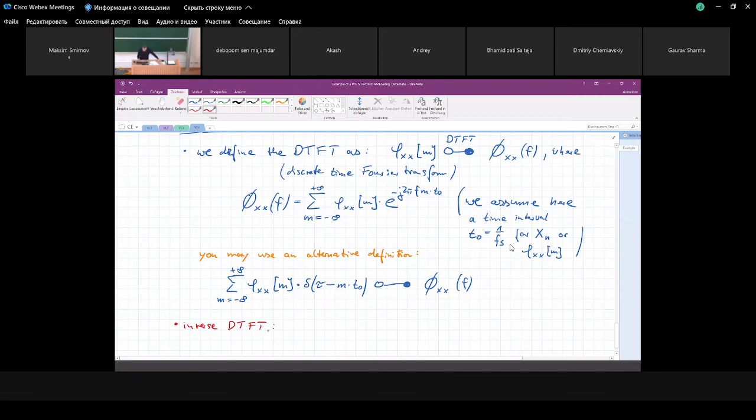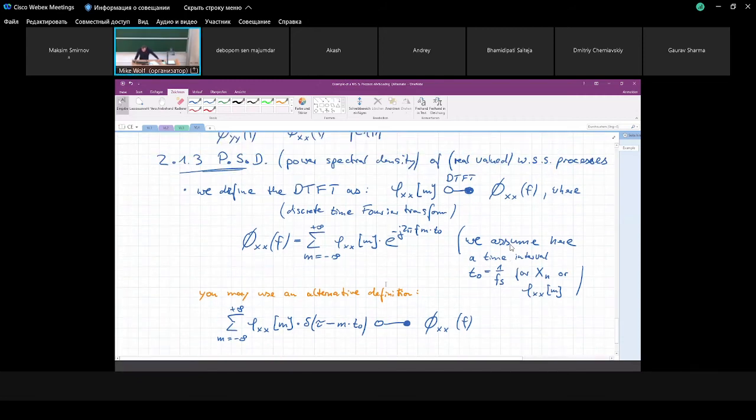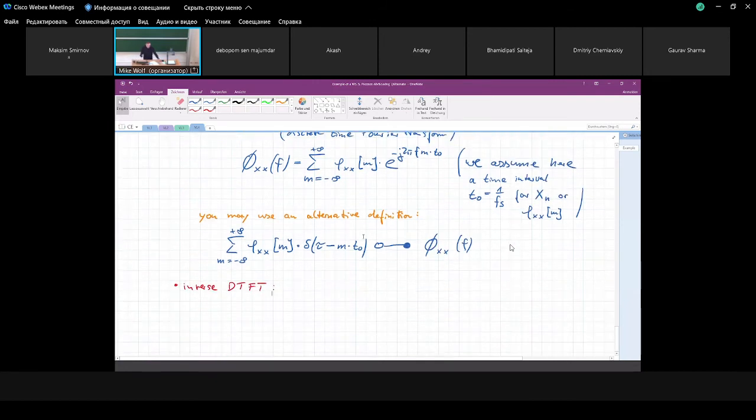How could we obtain this? If you take a look at this, this looks like a Fourier series, right? Exponential oscillations, basically, and these are weighted. This is like a Fourier series.